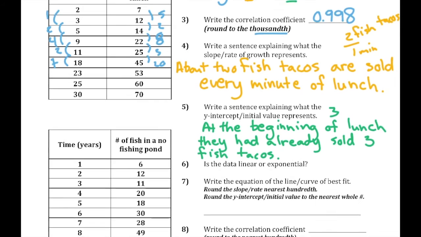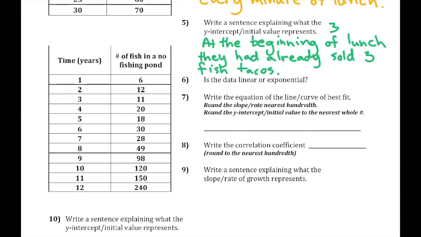Okay, so the next situation is again with fish, but here, again, we're going to have x as our time, but this time it's in years, and the y is going to be the number of fish in a no fishing pond. And we've got to decide if this is going to be linear or is this going to be exponential. So just glancing at it, all the x values are changing by 1. And then we can notice that from 6 to 12, that's like doubling. We're multiplying it by 2.